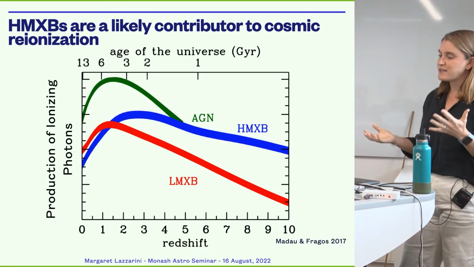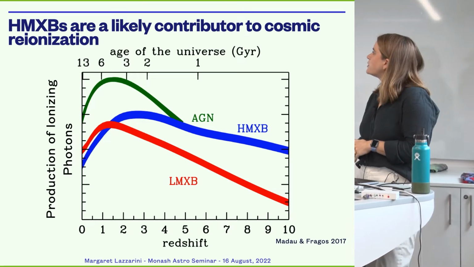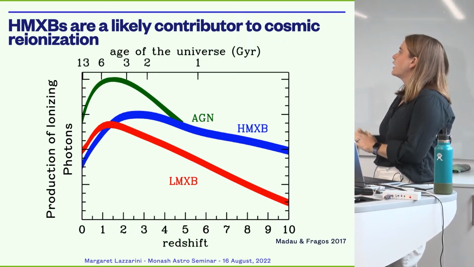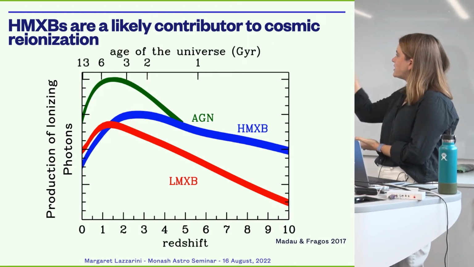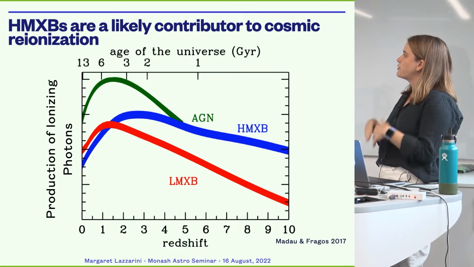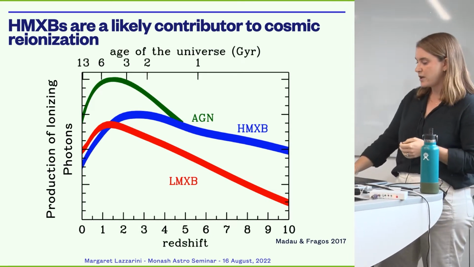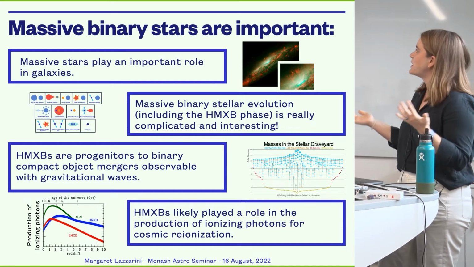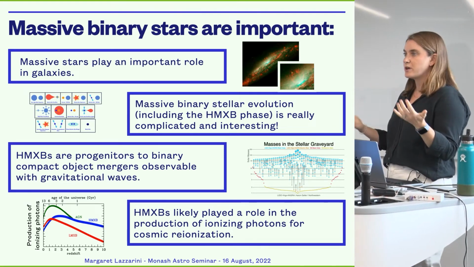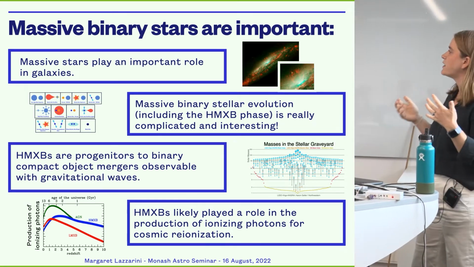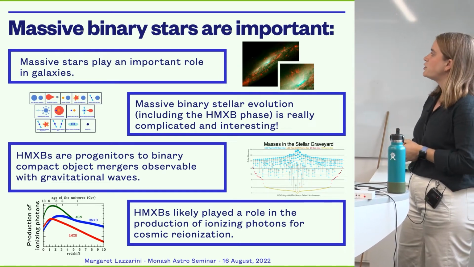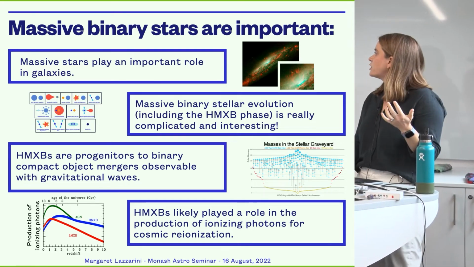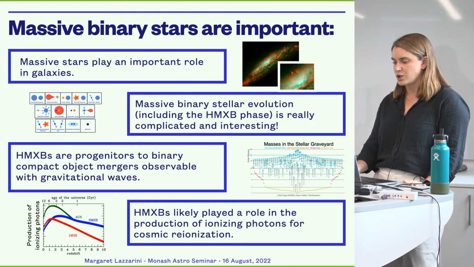And then the last piece here, in terms of a more cosmological view, high mass X-ray binaries are also important because they're a likely contributor to cosmic reionization at redshifts beyond about 5, as you can see on this graph. HMXBs dominate the production of ionizing photons in the universe. So to quickly sum up my background and motivation, we know that massive stars play an important role in galaxies. Their evolution is pretty complicated when we have to involve this binary interaction. They're progenitors to binary compact object mergers observable with gravitational waves, and they also likely played a key role in the production of ionizing photons for reionization.